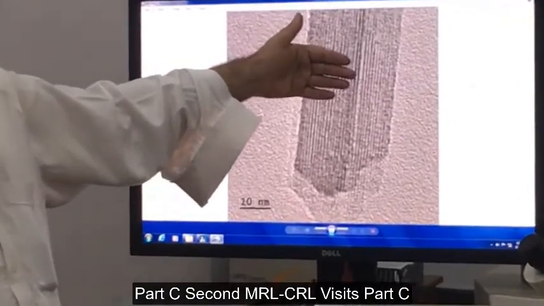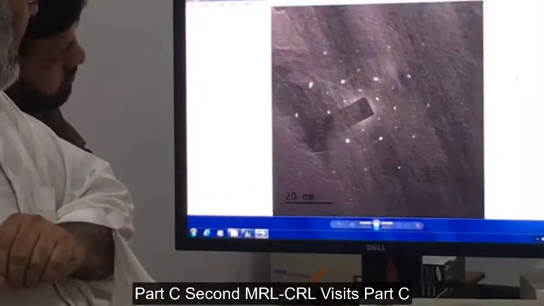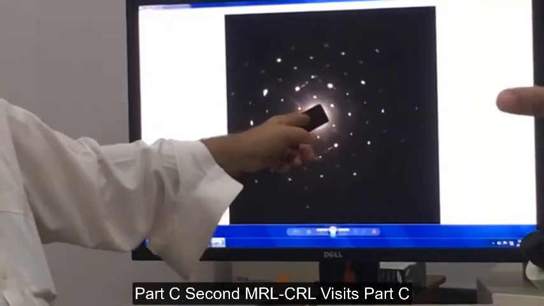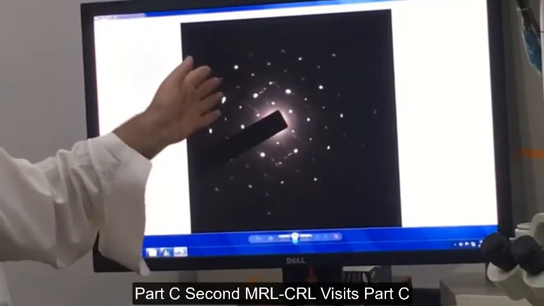But if it is a polycrystalline material, then it will not appear like this. Show me the diffraction pattern. Look at this. This is the reciprocal lattice. What are these bright spots? These are the diffracted planes.